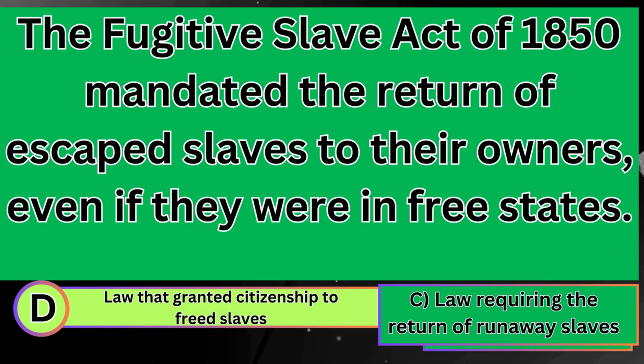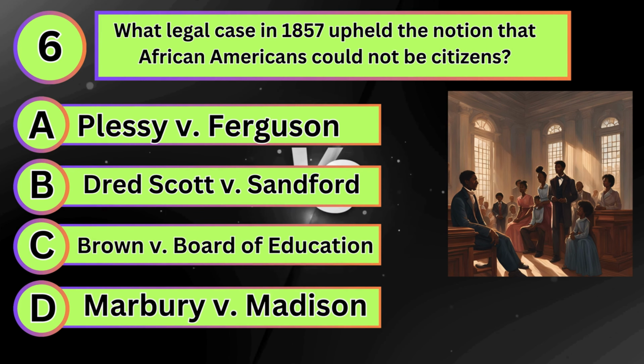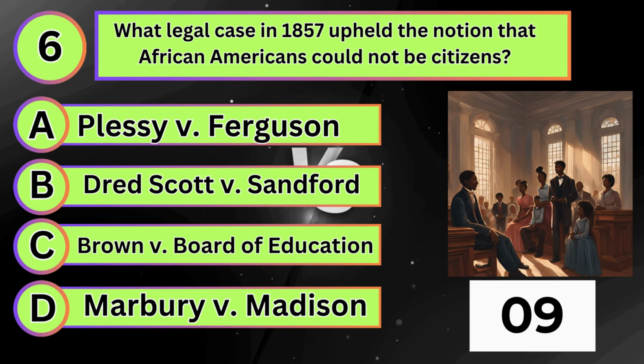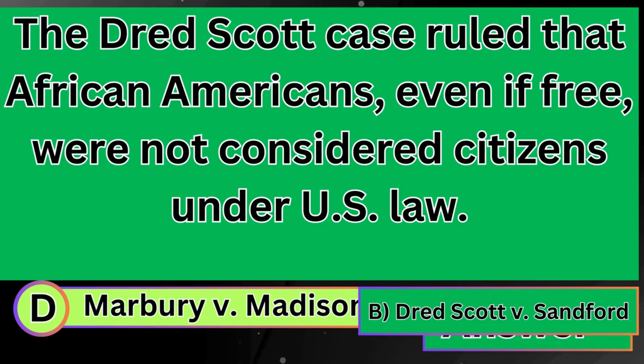What legal case in 1857 upheld the notion that African Americans could not be citizens? B. Dred Scott versus Sanford. The Dred Scott case ruled that African Americans, even if free, were not considered citizens under U.S. law.